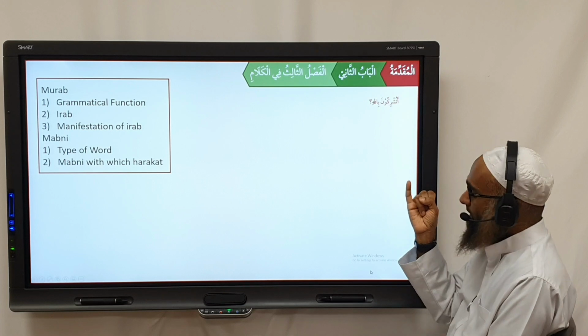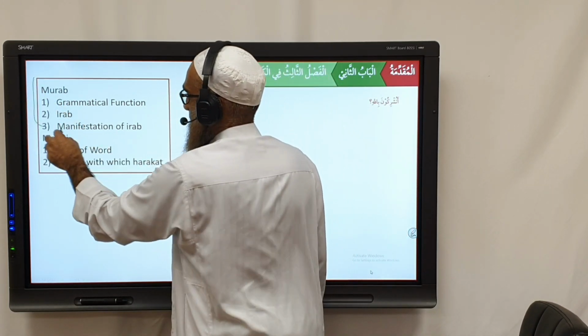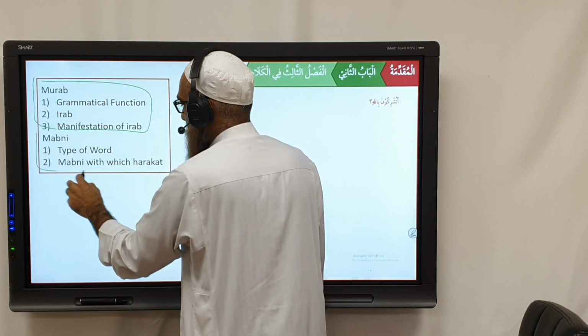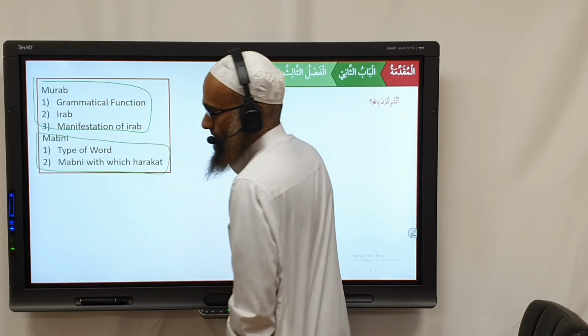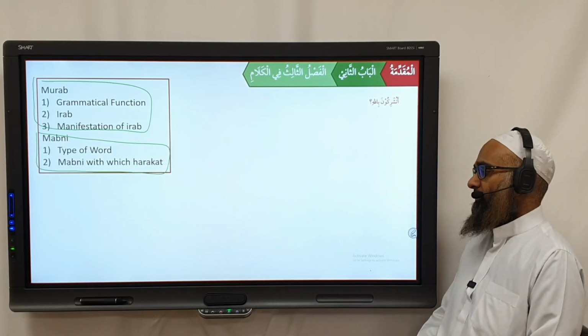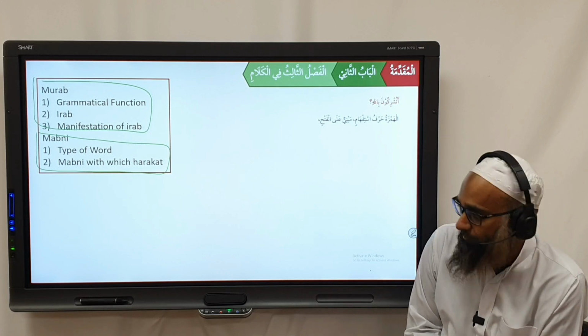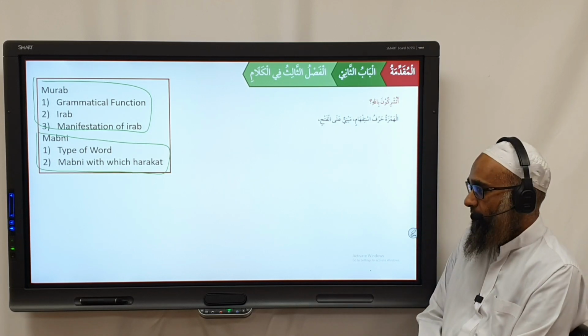Mabni al-fatah. So with a mabni word, what do we need to know? If it's a mu'rab word, that's one thing, but with mabni words, we have to write the type of word and mabni on which haraka. So what is it? Hamzatul istifham, and then mabni alal fathi. So hamzatu is harfu istifham, mabniyun alal fathi. Good. Next word is what?